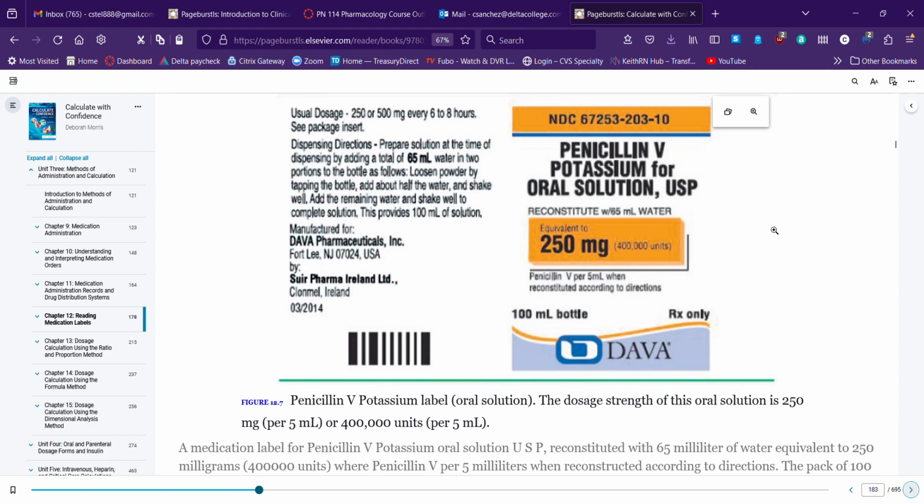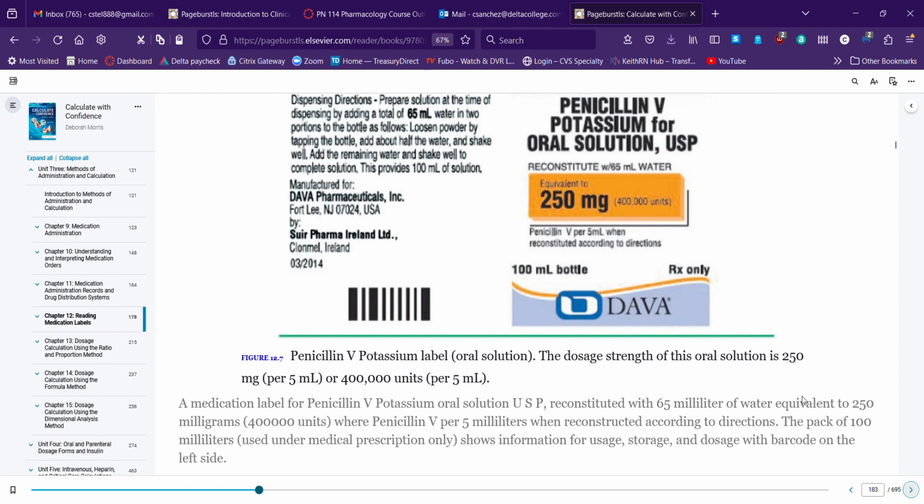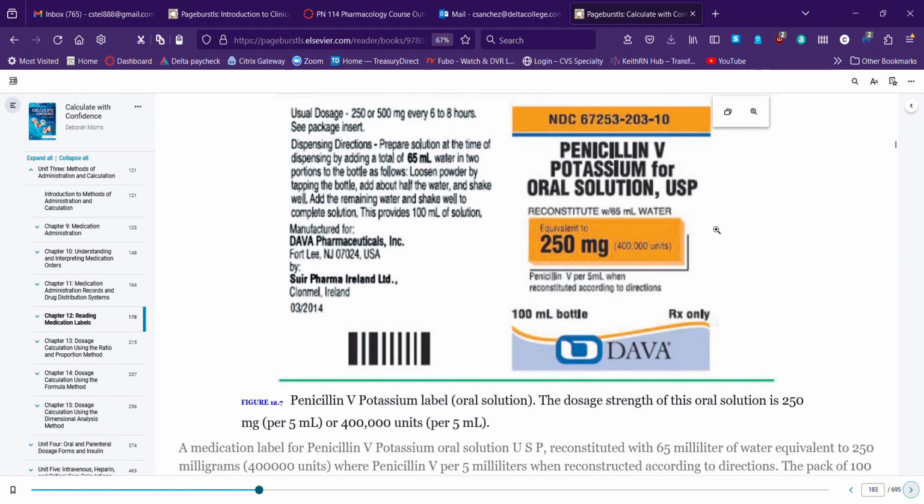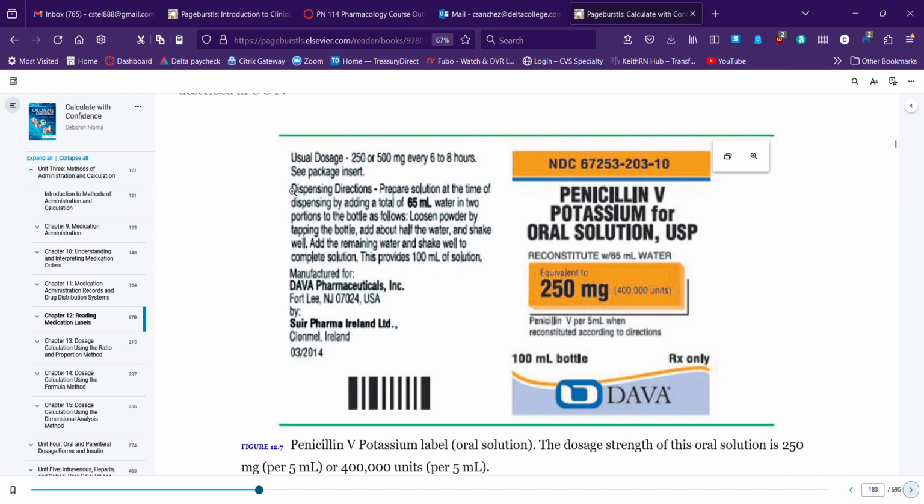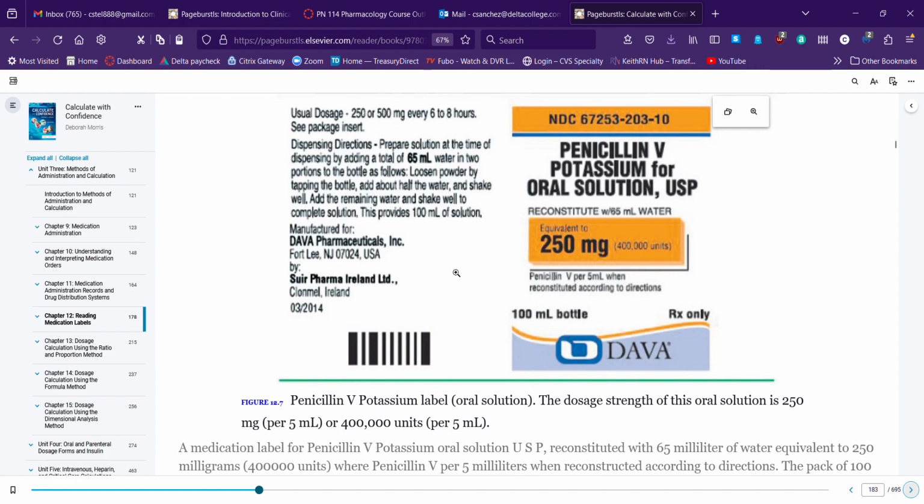Again, this is just some more examples for you to look at. It's telling you this is penicillin V potassium for oral solution. So there's only one name up here. Since it's one name, that means it has to be the generic. The strength is 400,000 units, which is the equivalent to 250 milligrams.